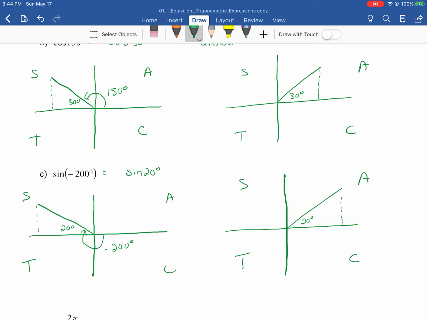And we look at the quadrants and we say, okay, sine of negative 200 is in a sine positive quadrant, so it'll be a positive answer. Sine of 20 is in an all positive quadrant, so it'll give a positive answer. So truly, sine of negative 200 is equal to sine of 20. It hasn't changed from positive to negative.